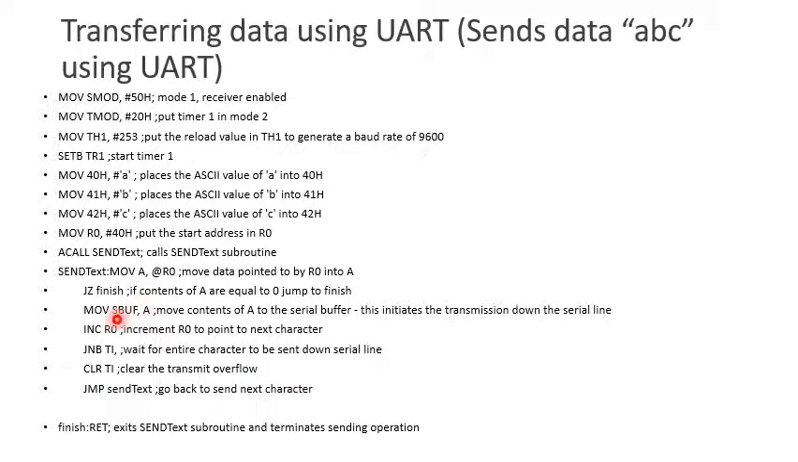Once it is loaded to the serial buffer, R0 is incremented, the next data is taken, put into the serial buffer and transmitted. If all the characters are sent and the transmission is completed, then clear TI and jump to send transmit.